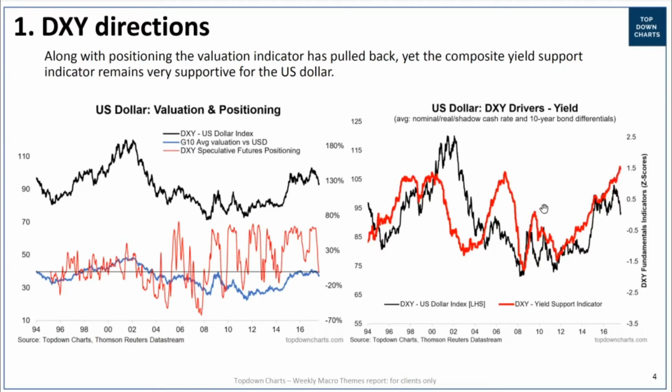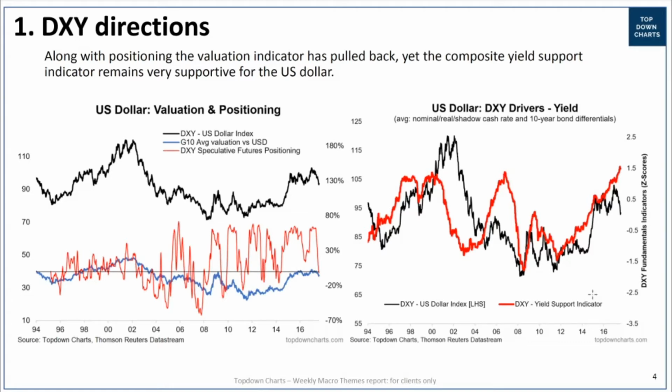And this yield support indicator is comprised of a number of interest rate differentials: the shadow cash rates, real cash rates, nominal cash rates, and 10-year bond differentials. And the reason why that would set the direction for the currencies is a couple of reasons. First of all, it gives a gauge to the predominant economic and monetary trends in the economies, on a relative basis, but also just due to plain old yield demand.